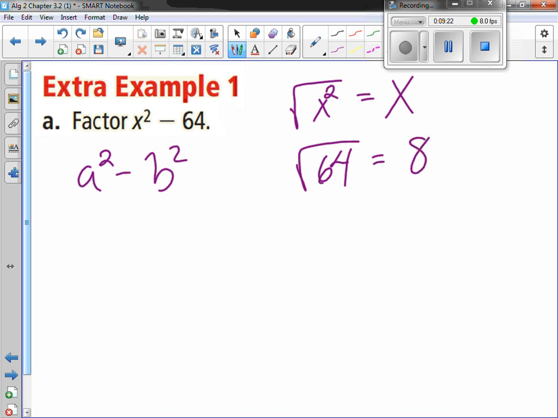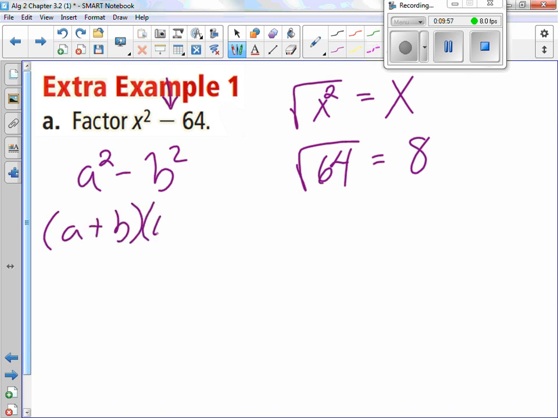And we can plug numbers into the calculator. We can't do variables. But if there's a number in front of the variable, we can plug the number into the calculator. We just can't do the variable. So taking the square root of x squared tells me the first term is a perfect square. Taking the square root of 64 tells me it's a perfect square. And since they're being subtracted, and there's only two of them, this is a difference of perfect squares. And our form for difference of perfect squares is a plus b times a minus b.